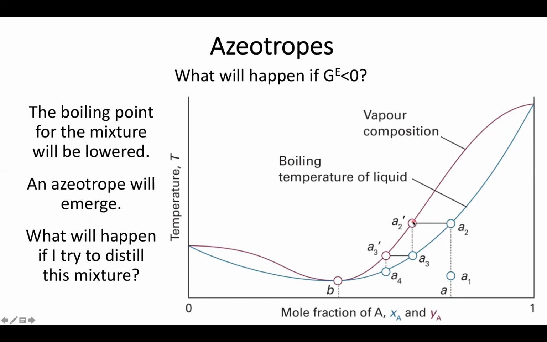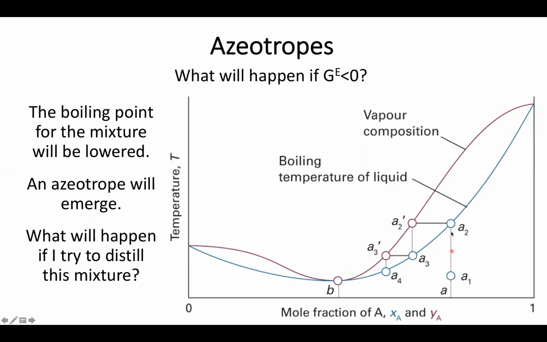So I pull off the more volatile mixture, which is going to be richer in B, condense it down, boil it, condense it, boil it, condense it. And what ends up happening is I very slowly approach this point B. But here's the point, I never get past it.